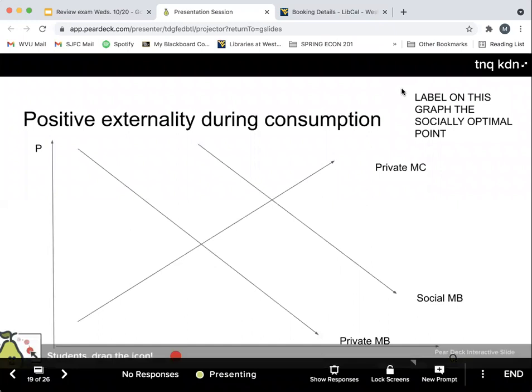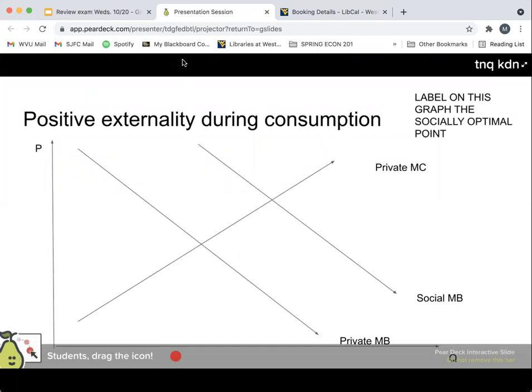So first, this graph wants us to label the social optimal point. We said the social optimum is different than that market optimum, that market equilibrium. So in order to find the social optimal, we want to go to our social marginal benefit curve, see where it crosses that private marginal cost curve. And here is our equilibrium right here. So we would be at whatever quantity this may be and whatever price this may be, if we wanted to account for the social externality, this positive externality.